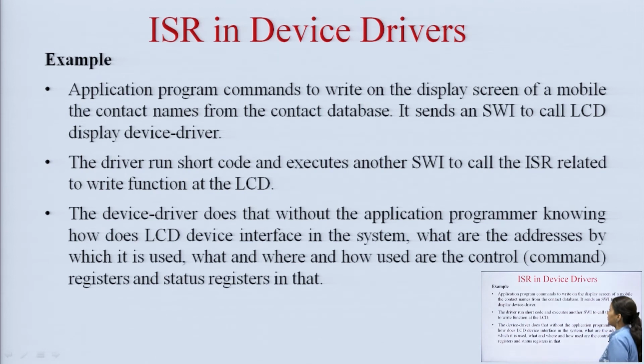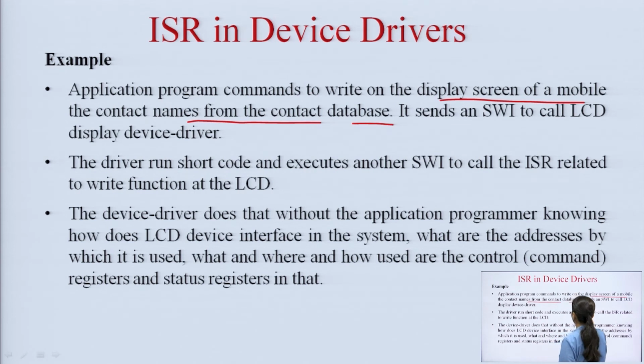As an example, an application program commands to write on the display screen of a mobile the contact names from a contact database. Suppose as a user I want my device to display the names which I have saved in the contact list of the mobile phone. What will I do? I will start a certain application, that is, an icon available in my phone, and I wish to see all the contact list given in my phone.